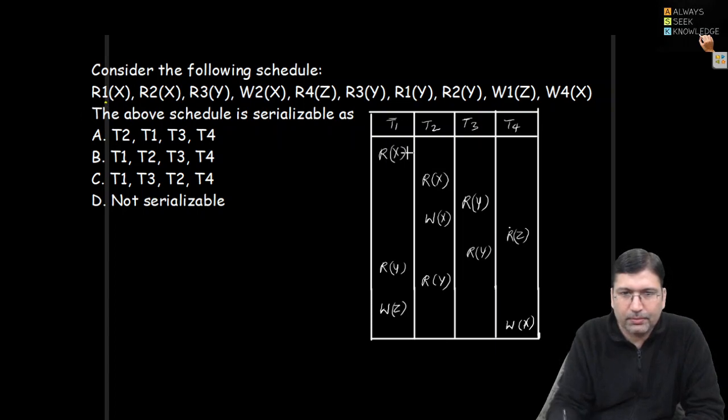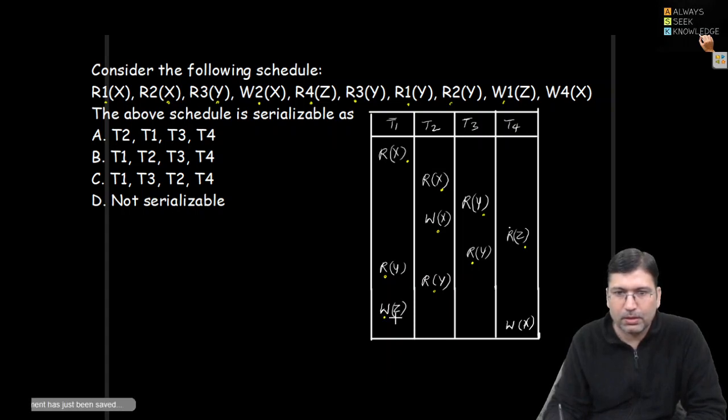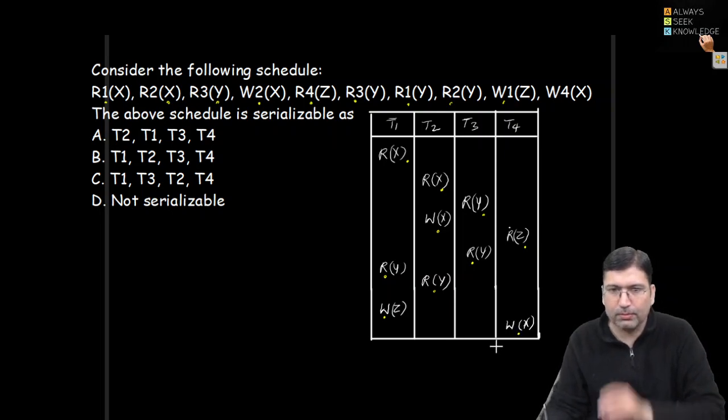This read operation by T1 transaction on X, then read operation by T2 transaction on X, then read operation on Y by T3 transaction, then write operation on X by T2, read operation on Z by T4, read operation on Y by T3, then read operation on Y by T1, then read operation on Y by T2, write operation by T1 on Z and write operation on X by T4.